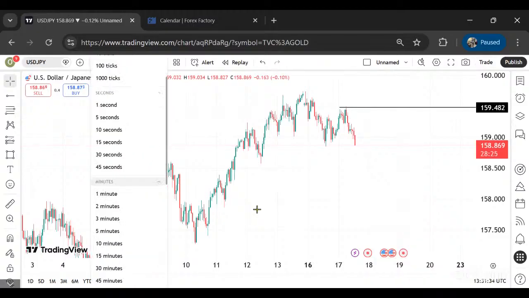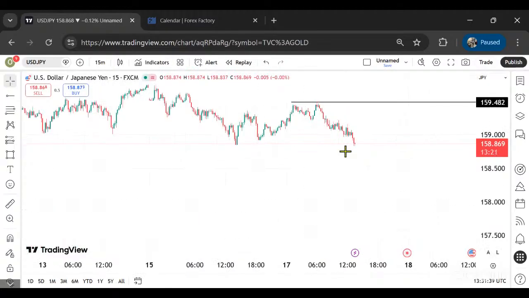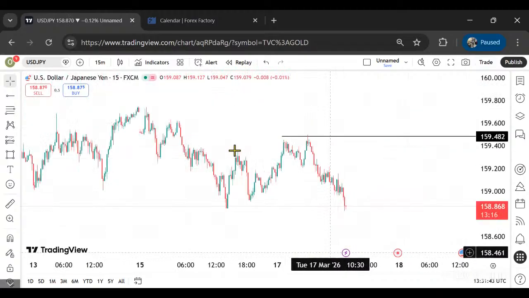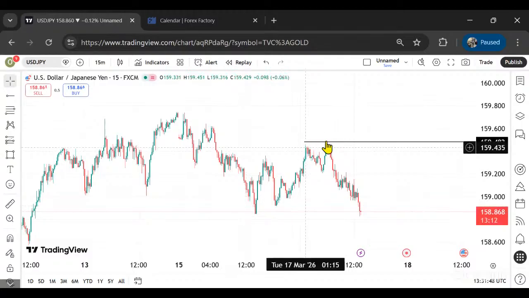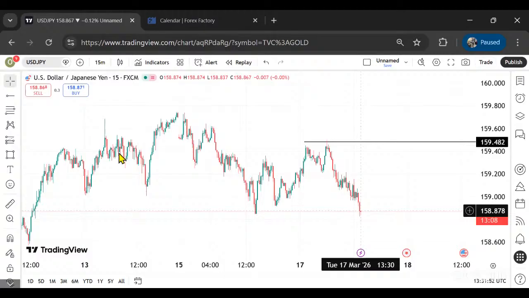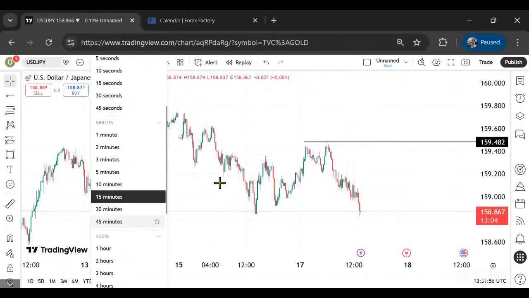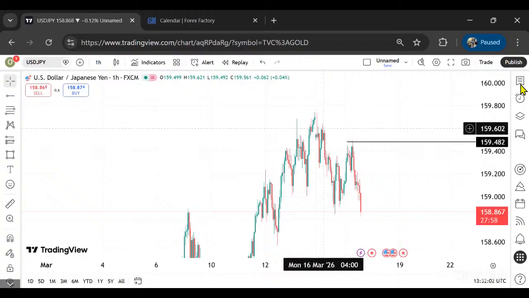If I go to a 15 minutes time frame, now as you can see, the market retraced back to here and started selling. Exactly. Market retraced back to this area. That is our supply zone. Market tapped on that area and started selling.